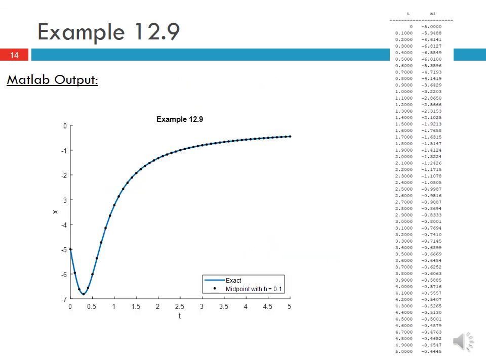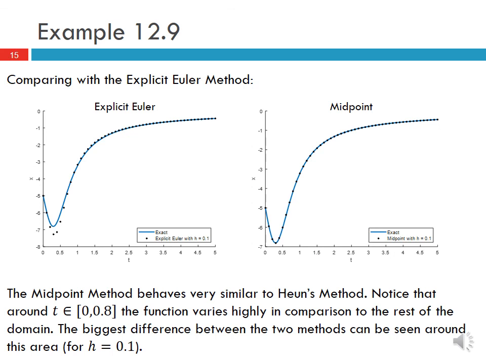And this is the output of the MATLAB code using the midpoint method. You can see that with a step size of 0.1, we get a very good estimate of the actual response for this example. Again, we can compare with the explicit Euler method. The midpoint method behaves very similarly to Heun's method, and it performs much better than the explicit Euler method in this area where the function varies rapidly. And this makes sense since we know that the accuracy of the midpoint method is order h squared, where the explicit Euler method is just order h.